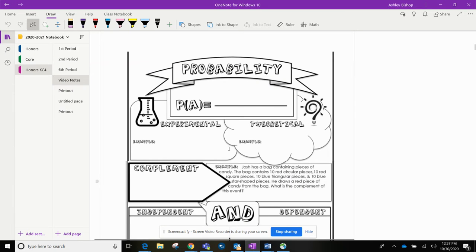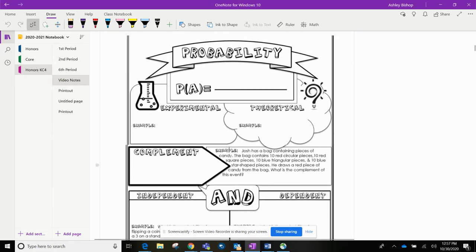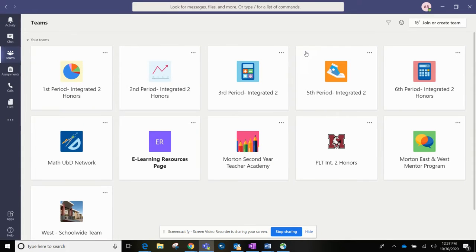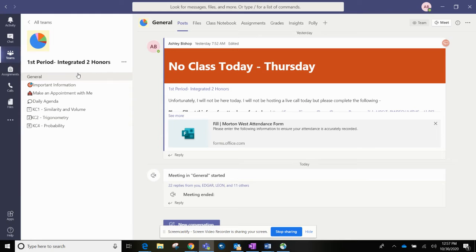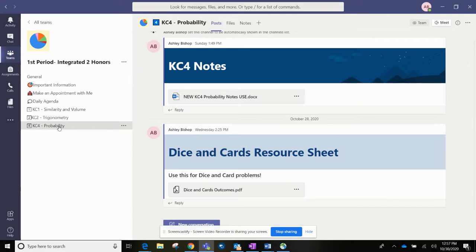So you want to be able to find the KC4 note packet. On our Teams page, I'll just use first period as an example, on the left-hand side, there is a folder called KC4. You may notice that we have skipped KC3. We will do it second semester if we have time, but KC4 is more important. If you click on this folder, you'll be able to see the KC4 notes.